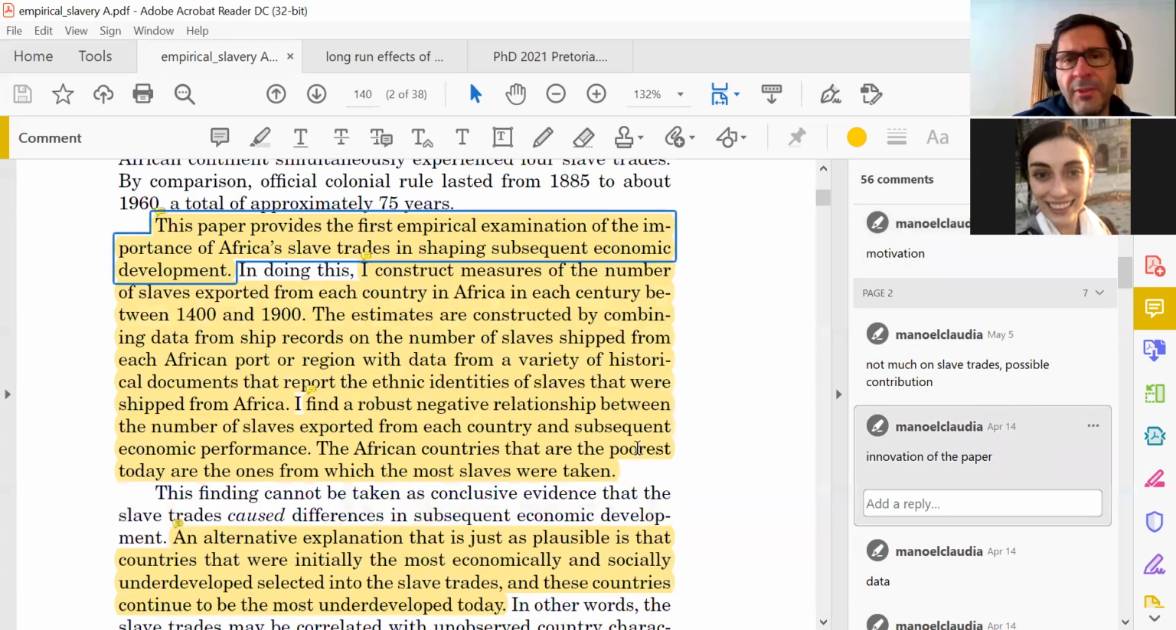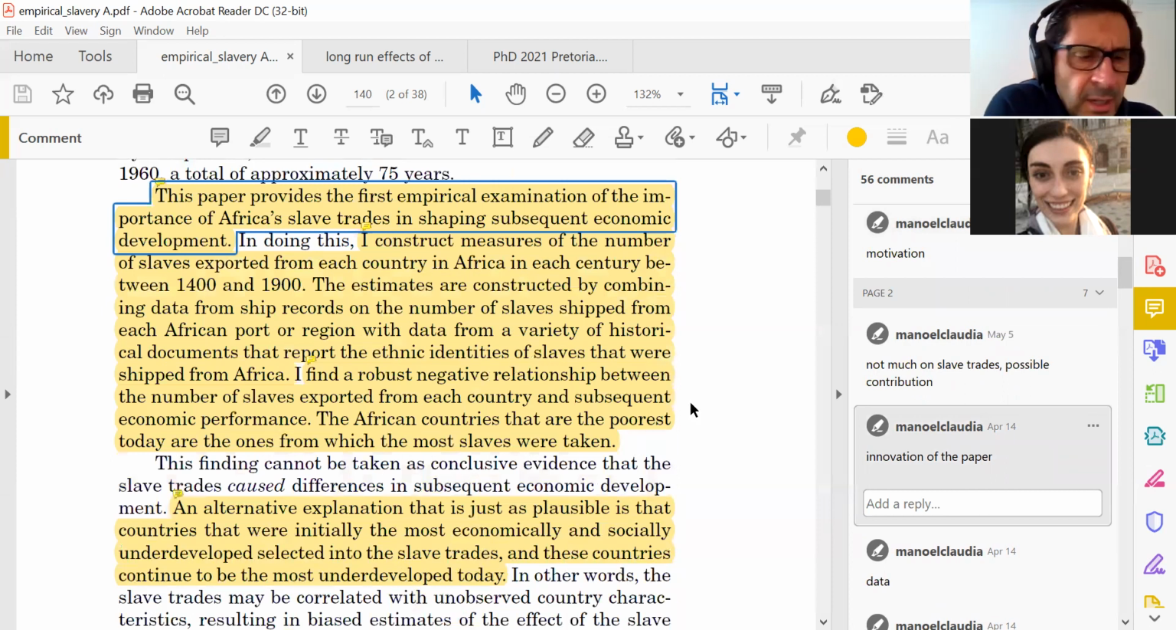The innovation of the paper. Well, essentially, folks, it's an interesting question, right? Even WITS students keep telling us this and that about the role of colonialism, blah blah blah, but they don't have the empirical evidence, right? So that's what this paper does. This paper provides the first empirical examination of the importance of Africa's slave trades in shaping contemporaneous economic development.